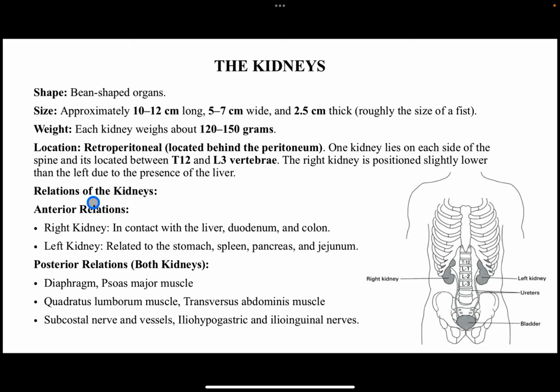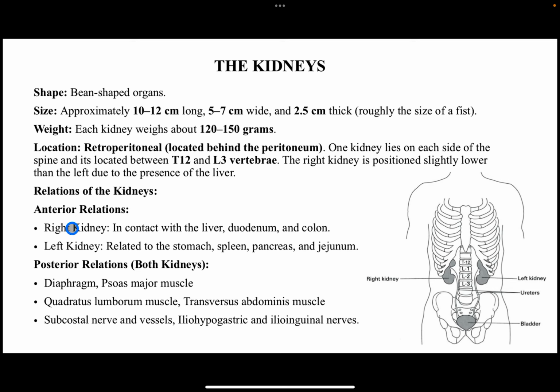Now, relations of the kidney. Anterior relations. Anteriorly, the right kidney is in contact with the liver, the duodenum, and then the colon. For the left kidney, anteriorly, it is related to the stomach, the spleen, the pancreas, and then the jejunum. So we are looking at the organs that are related to the front of the kidney.